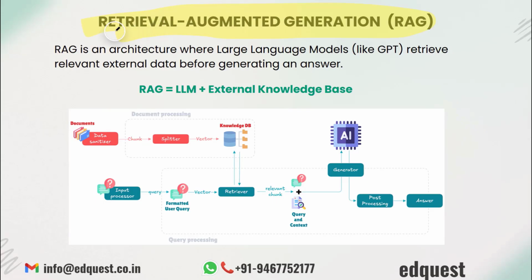So retrieval augmented generation, or RAG, is a powerful architecture where language models like GPT don't just rely on their internal memory. Instead, they first retrieve external information from a knowledge base, then generate a response using the data. So essentially, RAG is equal to LLM plus external knowledge base. This means the model becomes more dynamic, factual, and context aware.